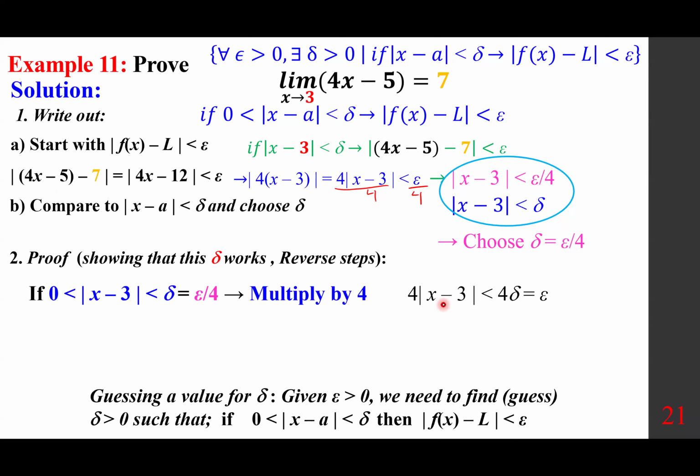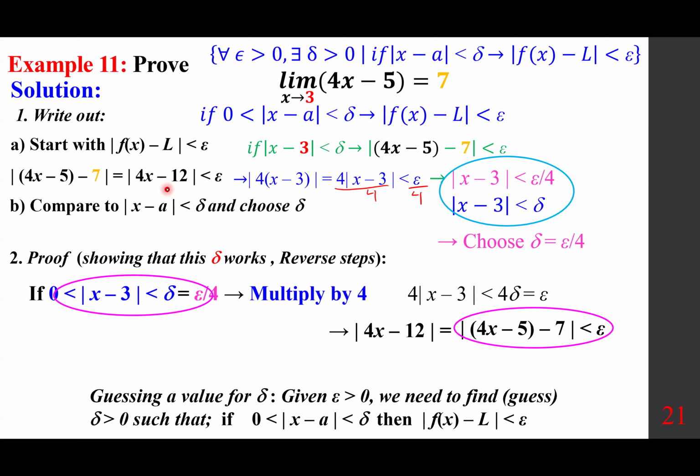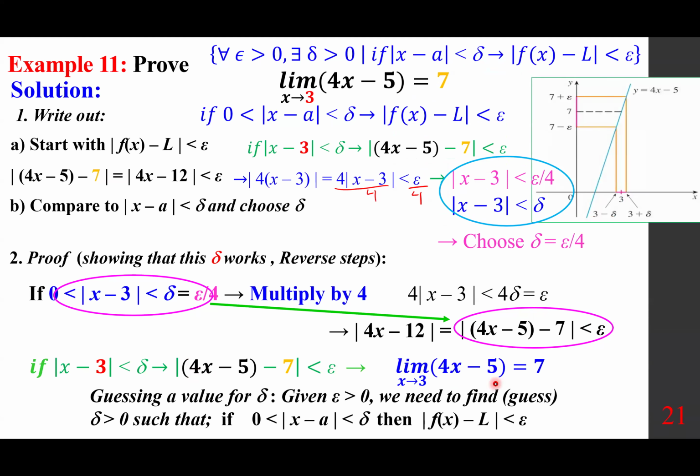I can take the number 4 inside, and it becomes 4x minus 12. See? And 4x minus 12 is the same as 4x minus 5 minus 7. And that looks exactly like what we had there. You can see that. And from here, you can get here. That means if the absolute value of x minus 3 is less than delta, then the absolute value of 4x minus 5 minus 7 is less than epsilon. Then this limit, the limit of 4x minus 5 as x approaches 3, must be equal to 7.